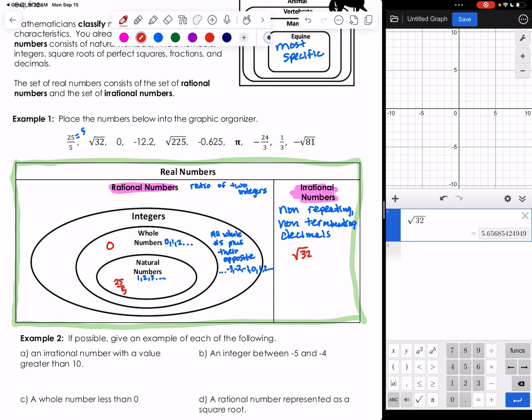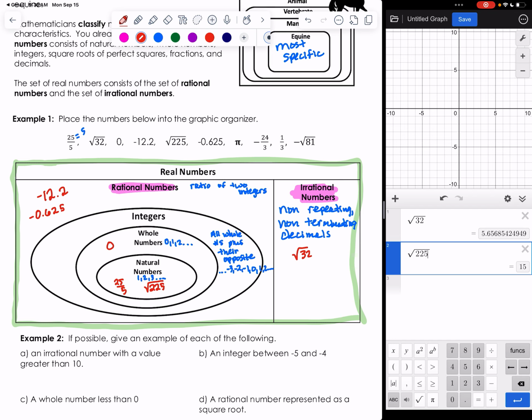-12.2. Now, -12.2 is a terminating decimal. So that would go in the rational number category. Square root of 225. So let's look at that. Square root 225 reduces to a whole number. Well, in fact, it reduces to a natural number. So I'm going to put square root 225 in my natural numbers because it's a counting number. Okay, our next number, negative 0.625, that is a terminating decimal. So that would go in our rational numbers.